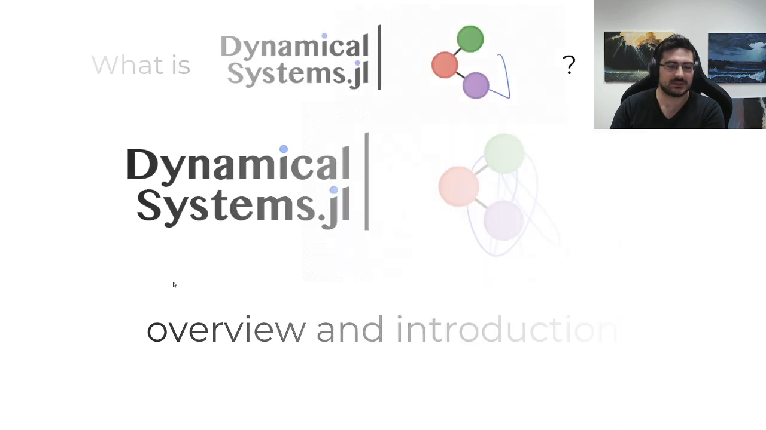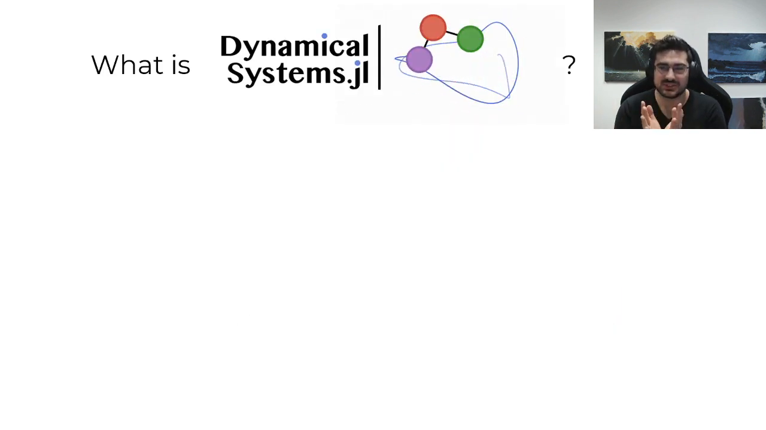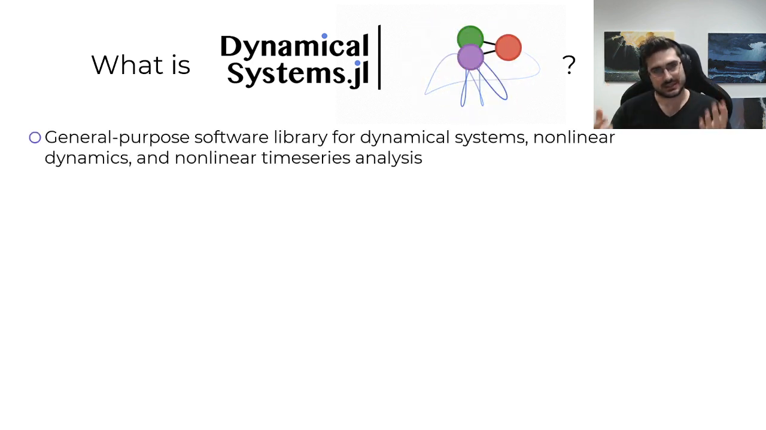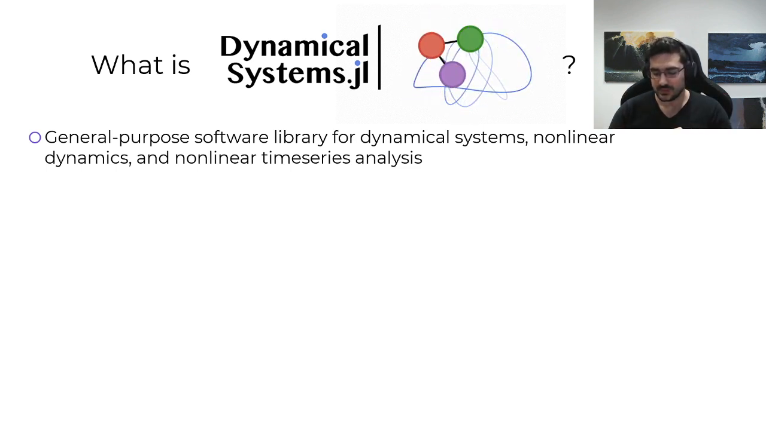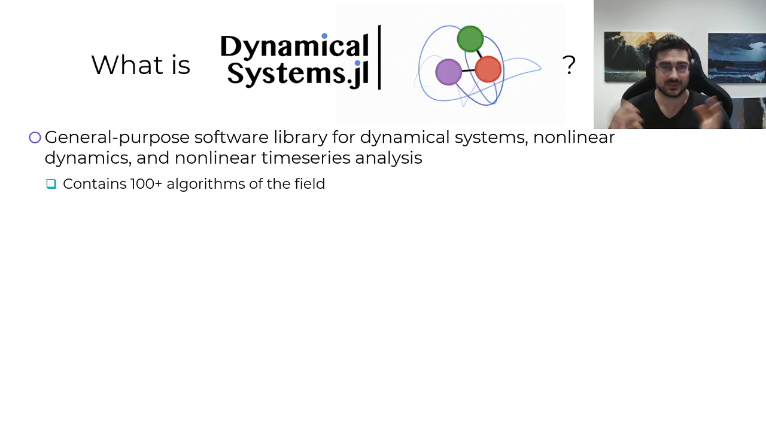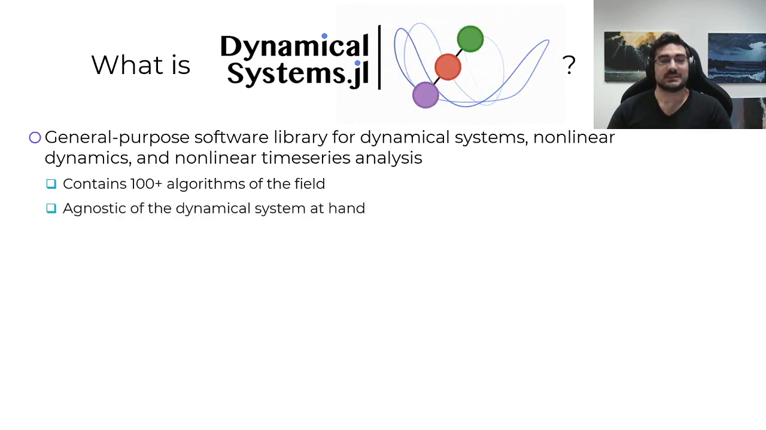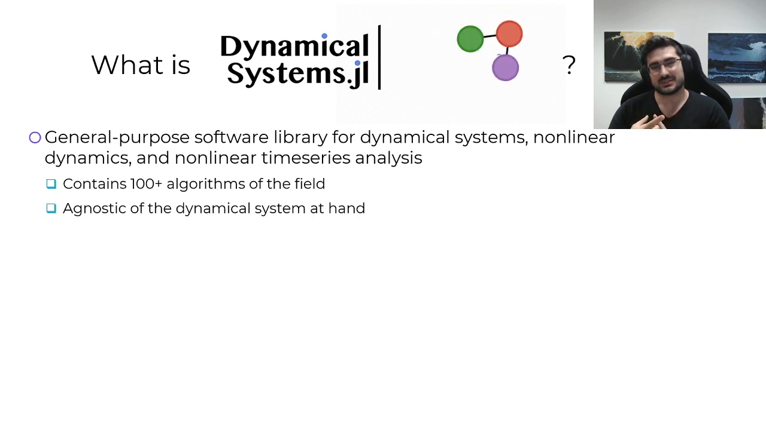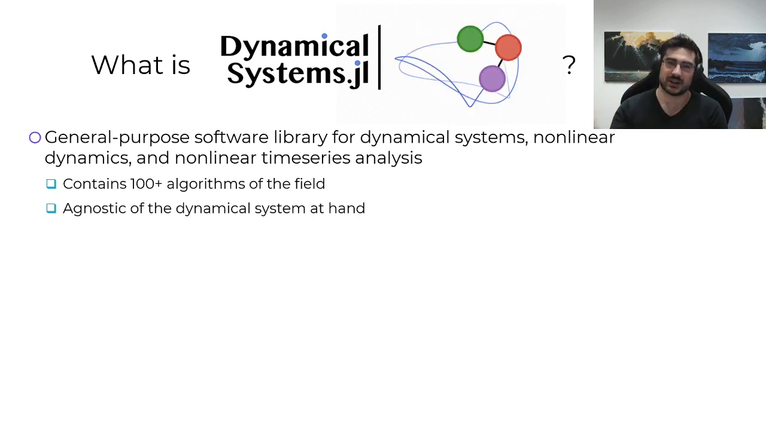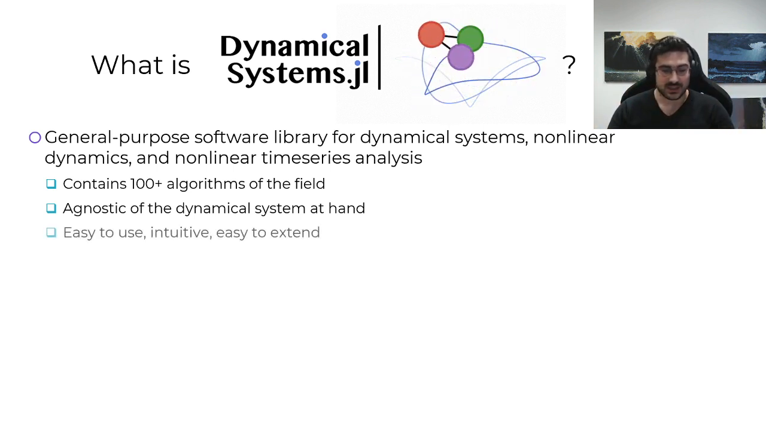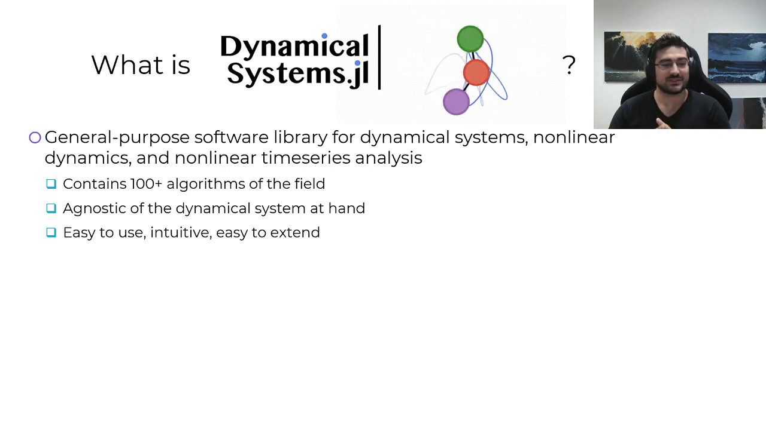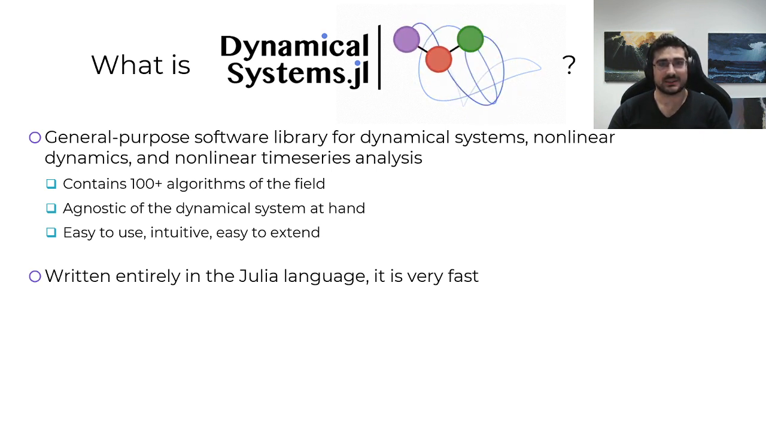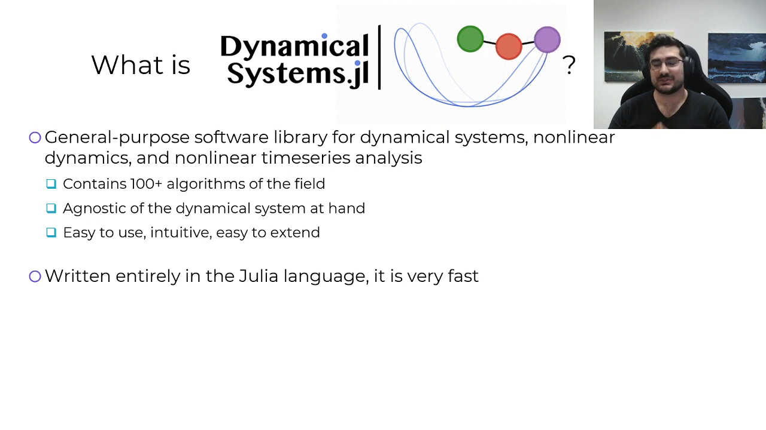But of course, before doing that, let's simply ask and answer what this software library is. It is a general purpose software library for dynamical systems, nonlinear dynamics, and nonlinear time series analysis. It contains several hundred algorithms of the nonlinear dynamics field. It is agnostic of the dynamical system at hand, which means that it doesn't matter if you have a discrete or continuous time system, or whether it is low dimensional or high dimensional. Everything just works. It is easy to use, intuitive, and easy to extend. The library is written exclusively and entirely in the Julia programming language, and it is very, very, very fast.